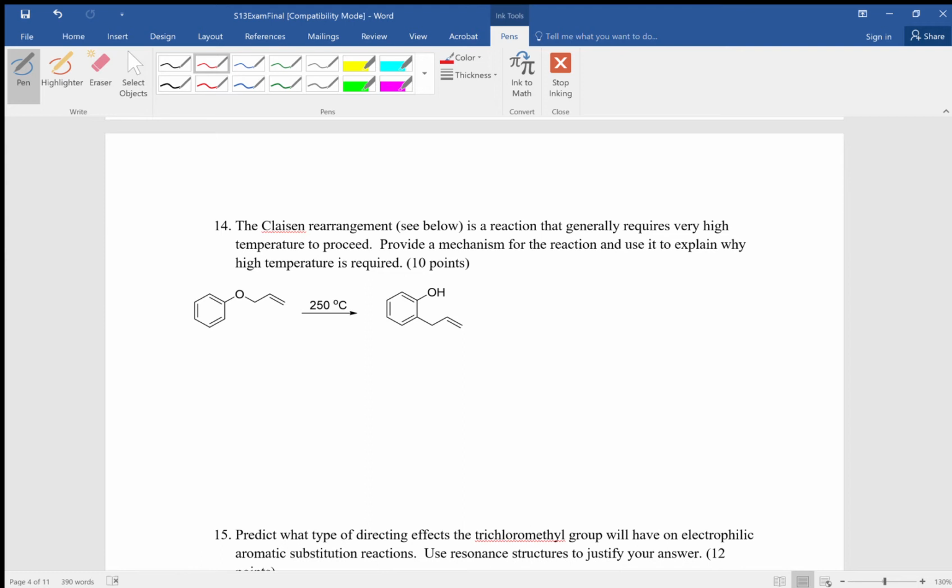And so what I want you to do here is provide a mechanism and then discuss why that mechanism helps us to understand why high temperature is needed. So before we even do that, why do we typically need high energy, high temperature for a reaction? Well, usually it stems from having a very high activation energy.